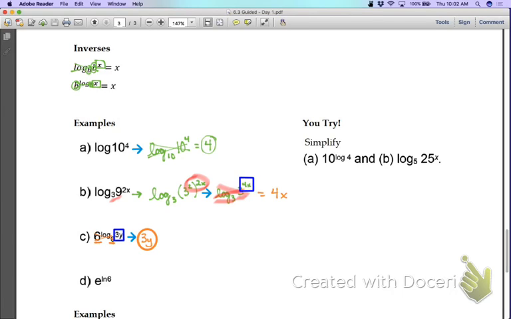Now, even on ones like D, where it's e to the natural log of 6, this is why on Tuesday I rewrote the natural log. The reason I rewrite this as log base e of 6 is because it's easier to see and easier to tell what's going to happen here. It's going to cancel and my answer is just going to be what? 6.